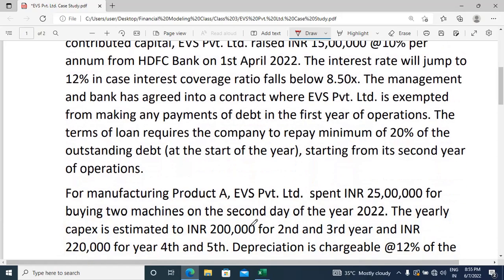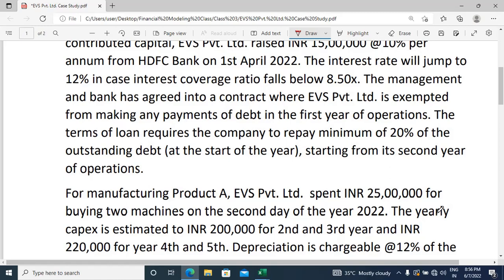For manufacturing product A, EVS Private Limited, so they are a manufacturing concern and they are planning to produce one particular product called product A. In order to produce product A, EVS Private Limited spent 25 lakh rupees for buying two machines. So they have purchased two machineries worth rupees 25 lakhs on 2nd of April 2022.